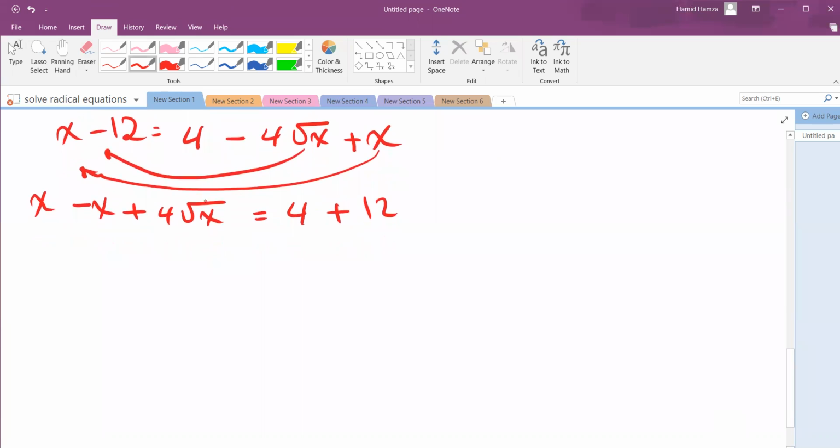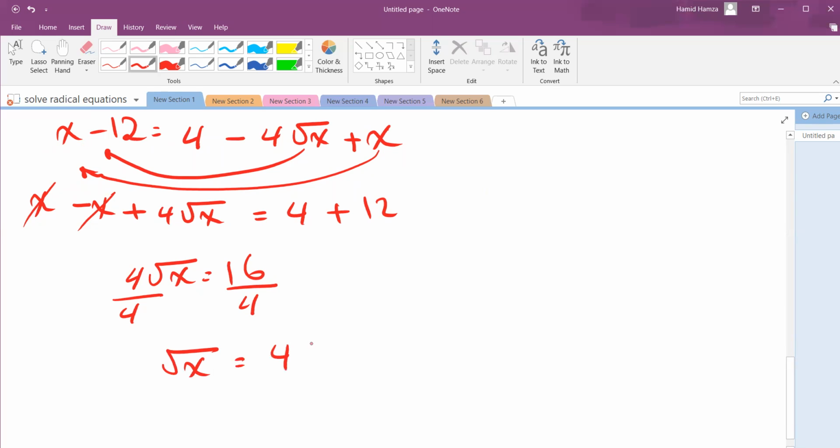So x minus x is 0, so we'll cancel it. So the remaining will be 4 root x equals 16. Again, we want to isolate the root. So I'll divide both sides by 4. So it will be root x equals 4.